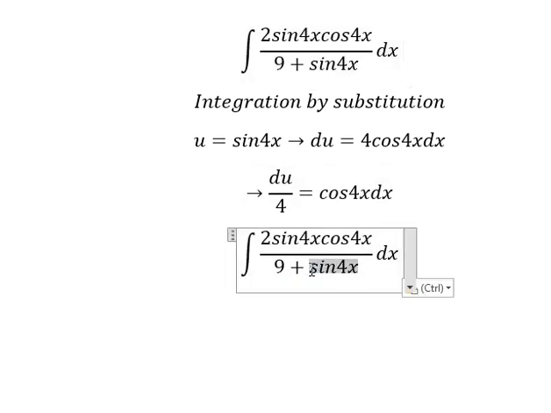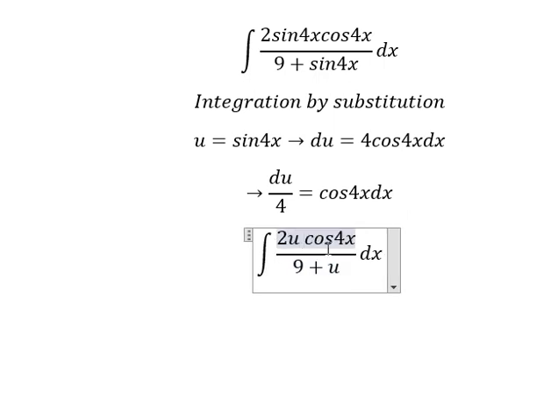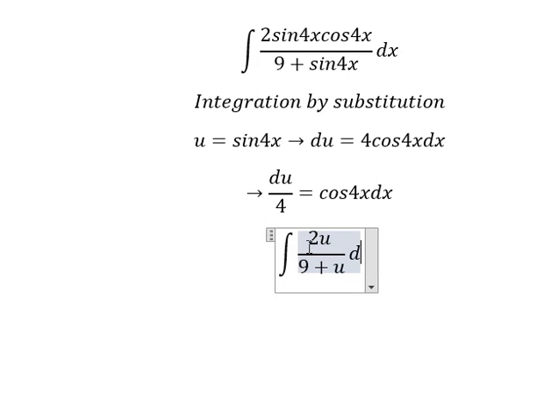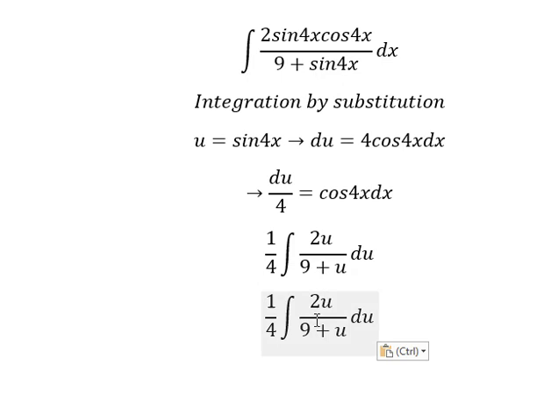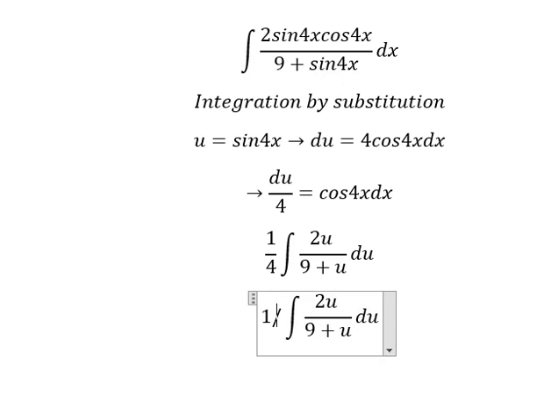This one we change by u. This one we change by u. Cosine 4x dx we change by du over number 4. Now number 2 divided by number 4, you get 1 over 2, because we need to simplify.